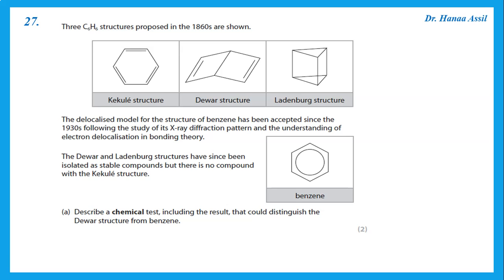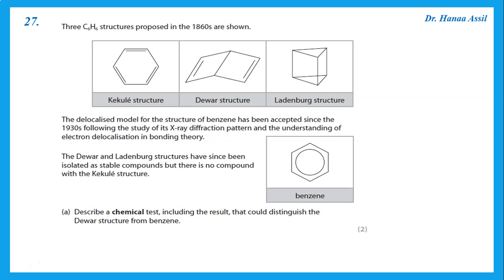3 C6H6 structures proposed in the 1860s are shown. So in the 1860s, they didn't really know what the structure of benzene was. So these were some structures that were proposed. The delocalized model for the structure of benzene, that's the one in which we have a circle written in the middle to indicate that all the electrons are delocalized on the benzene ring.